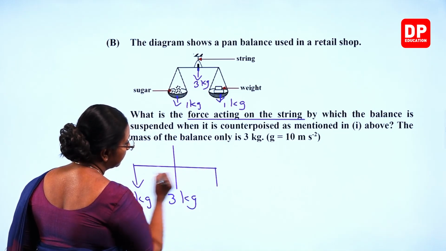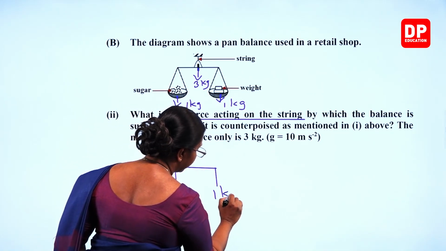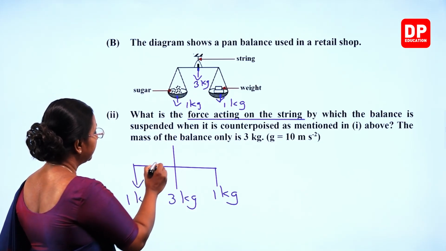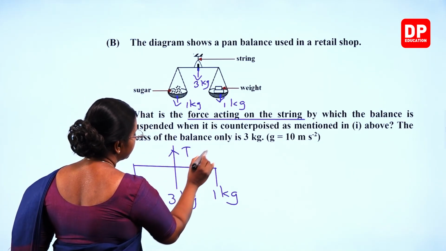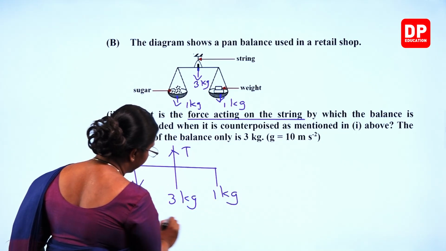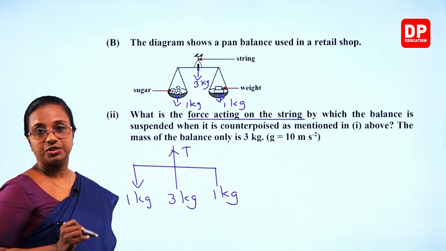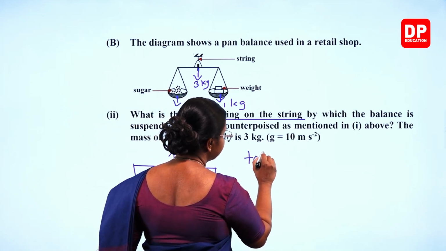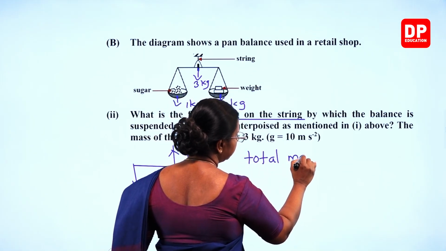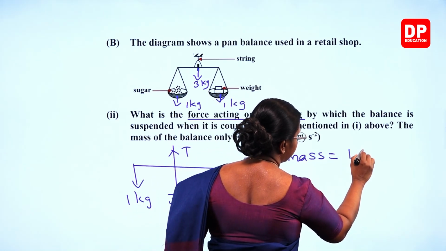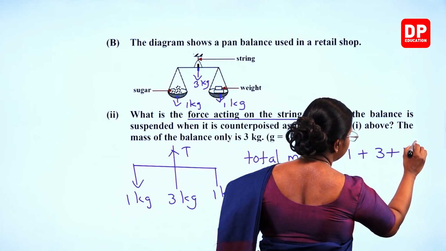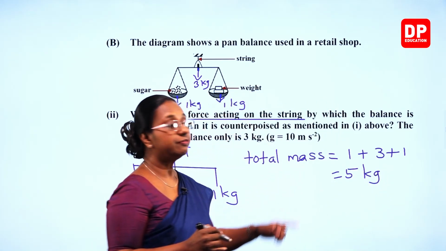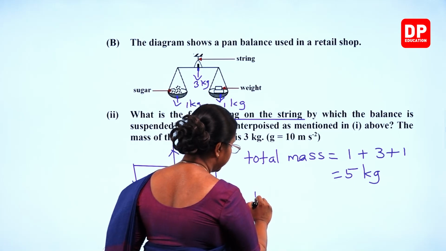I am marking the balance only, then 1 kilogram of weight. Sugar, the balance, then the weight. So here it is the tension. So this tension should be equal to all these forces. So how do you calculate that? You calculate the total mass. Mass 1 plus 3 plus 1. So that is 5 kilogram. But to find the force, it is equal to what?